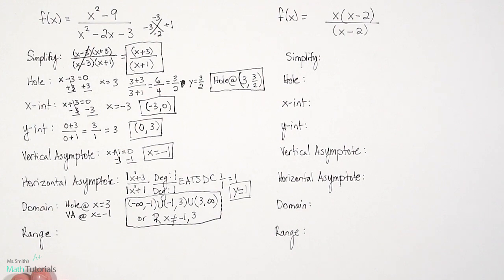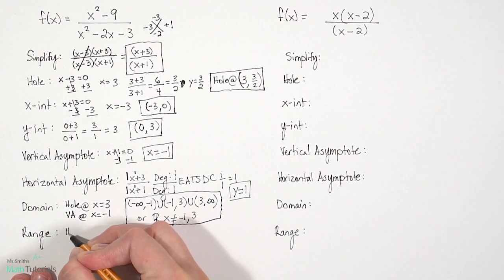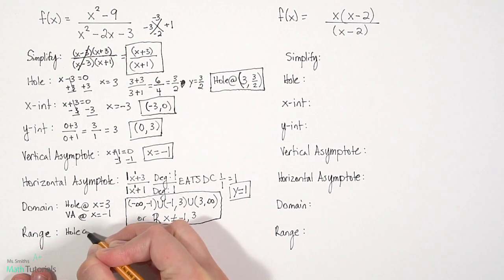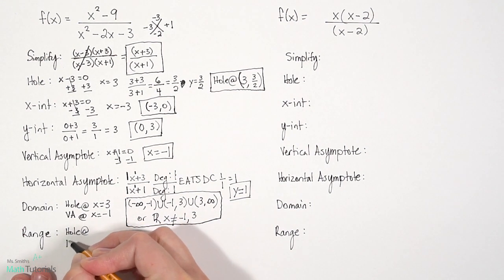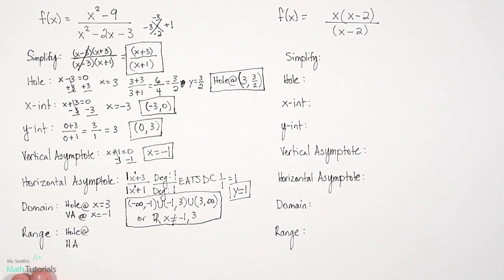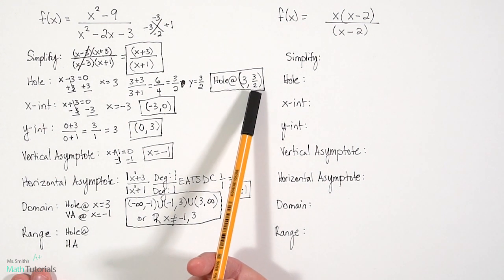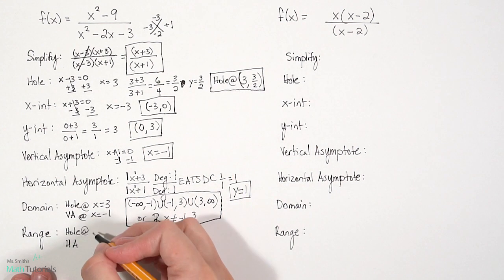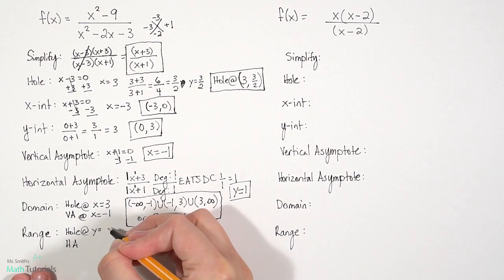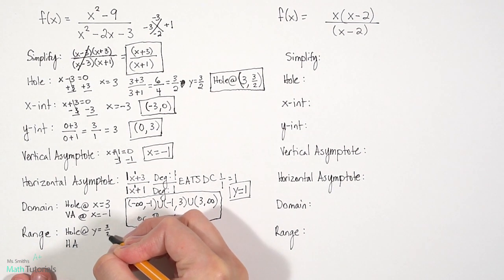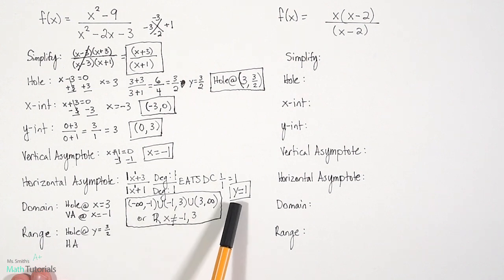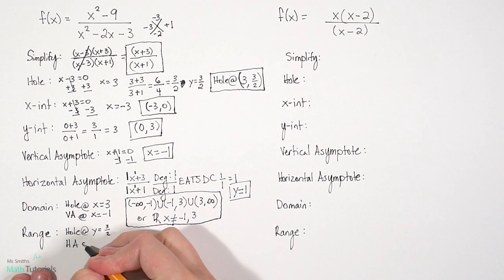For our range, it's going to be all real numbers, but we want to be aware of where the holes and horizontal asymptote are. We have a hole at the y value, remember range means y, the y value of 3 over 2, or just 1.5, same thing. And we had a horizontal asymptote at y equals 1.